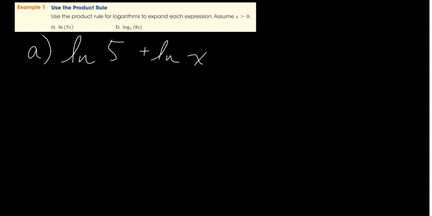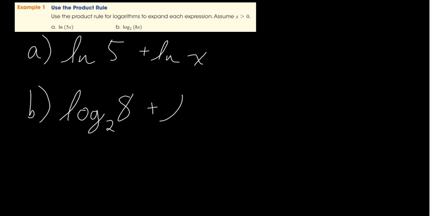Okay. So B, we've got log base 2 of 8 times x. So we can write this as log base 2 of 8 plus log base 2 of x. But we're not done yet. Why are we not done?